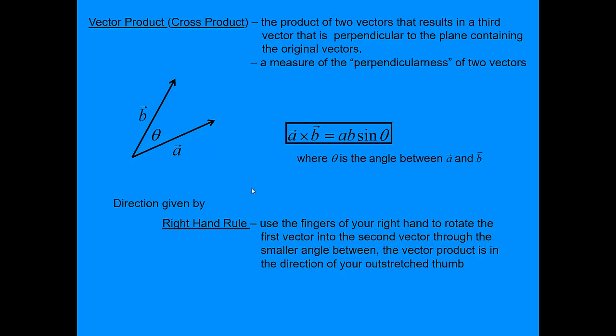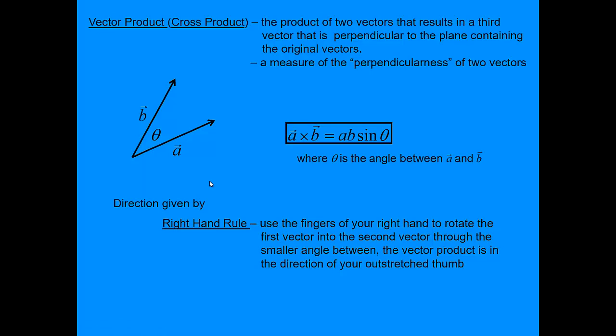Note that out of the screen is perpendicular to the plane containing A and B. A and B live here in the plane of the screen. So the torque vector, or in this case just the cross product if we're being generic, right, has to be perpendicular to that.